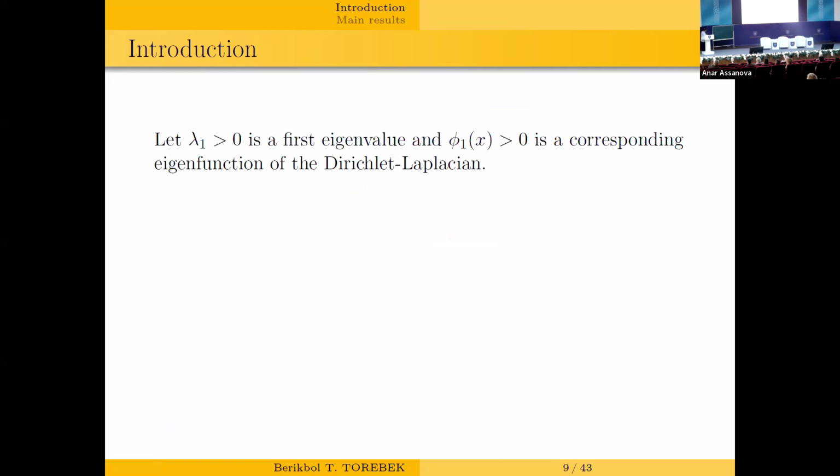Then, yeah, here, let me write again. Let's suppose that lambda 1 is positive, and phi 1 of x is positive, and it is the first eigenvalue of the Dirichlet Laplace operator.